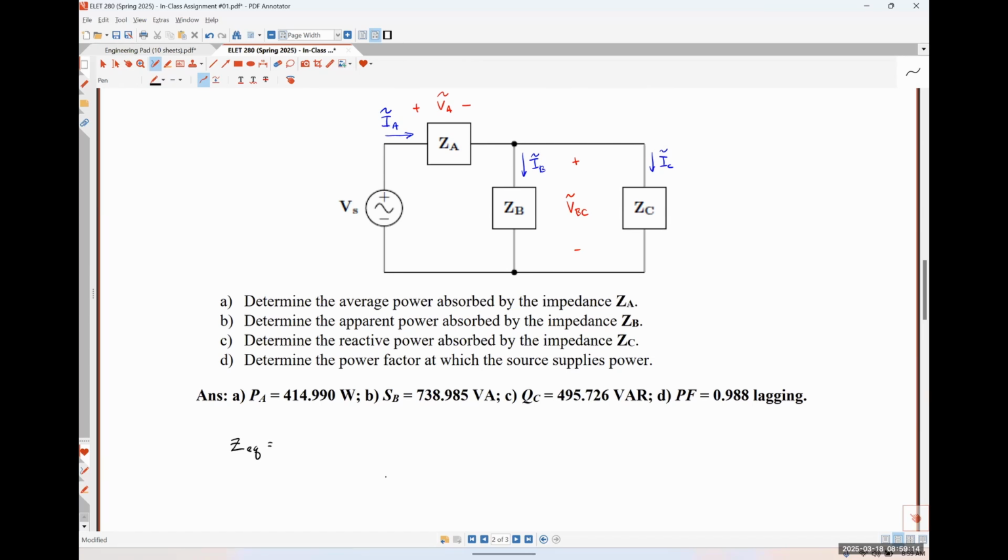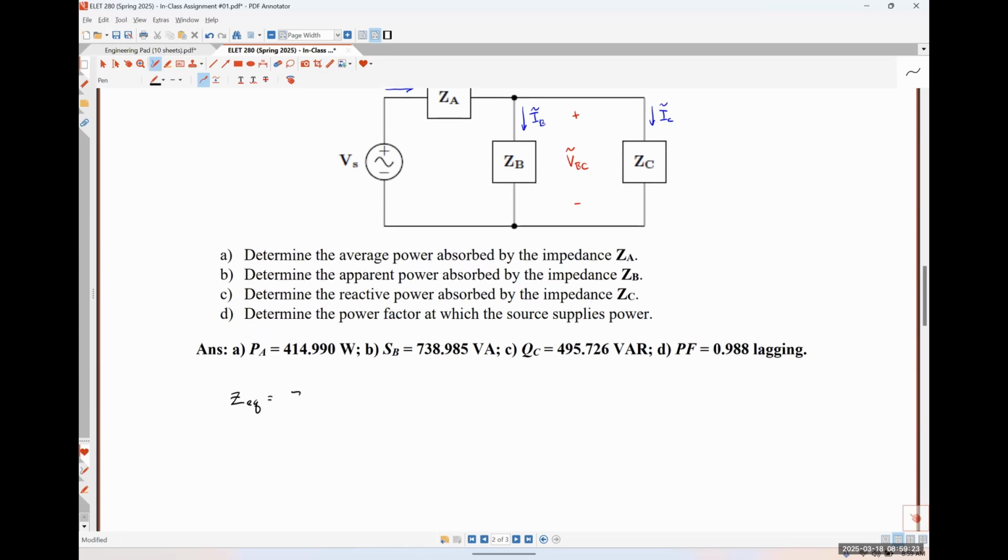So ZB and ZC are in parallel, and that combination is in series with ZA. Perfectly correct. So ZA plus ZB in parallel with ZC. That shorthand notation there, I'm not sure if you're familiar with it, where I just put two vertical lines between two circuit elements. That means they're connected in parallel. That's a pretty commonly used shorthand notation. So if you haven't been introduced to it yet, you have now.